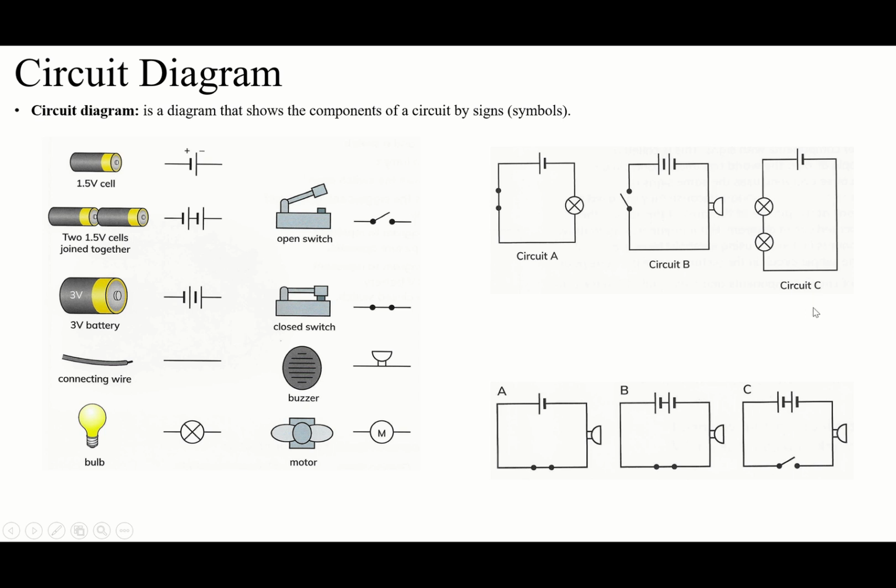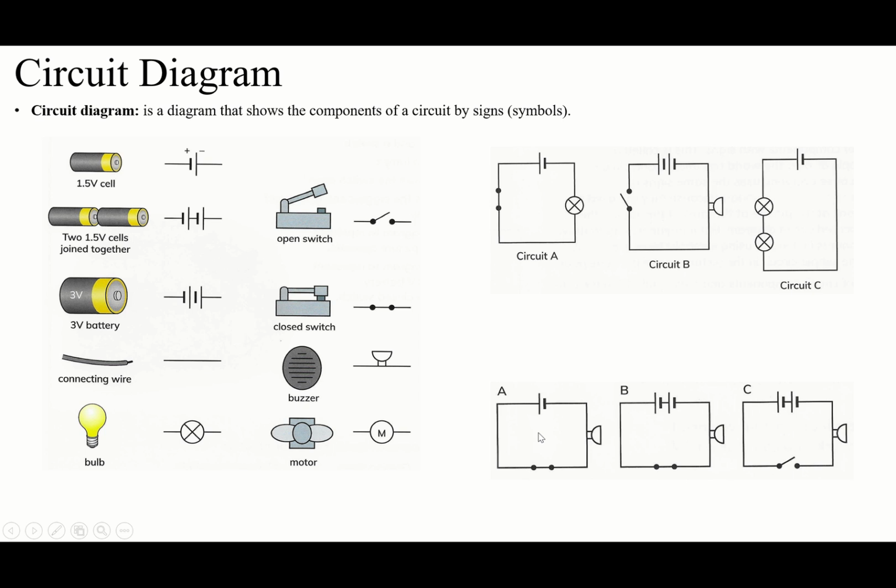So in diagram C, you see we have two lamps here, and also connecting wire, like we said, two bulbs or two lamps. And what's this? The simple one, 1.5 cell. So easy. That's how easy it is, guys. I said it's easy. In here too, guys.